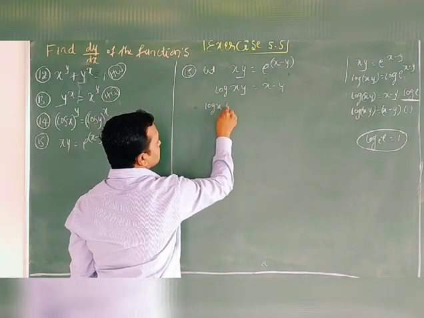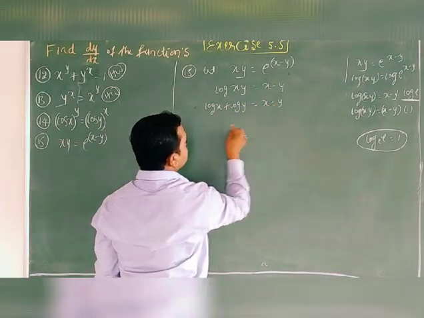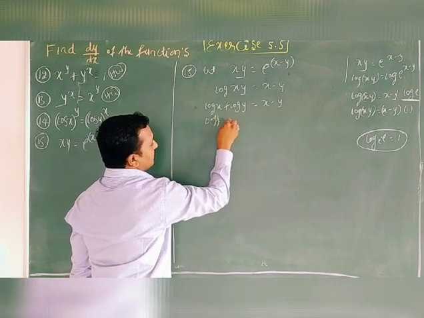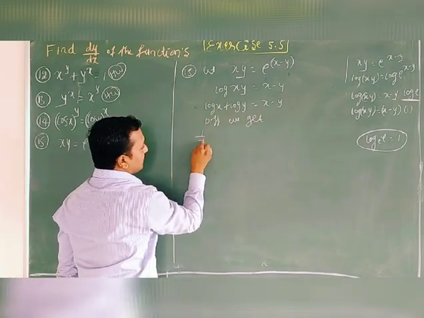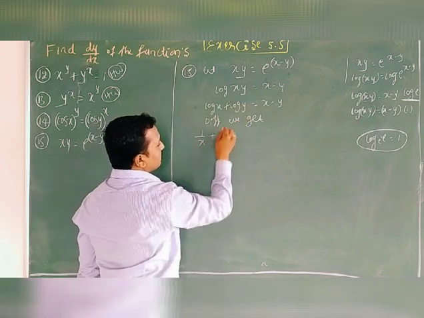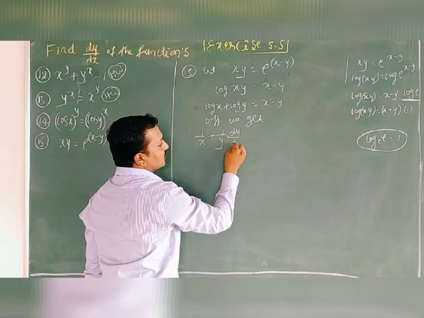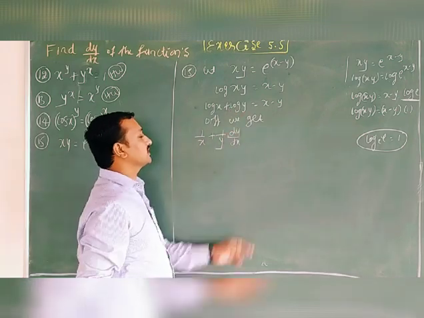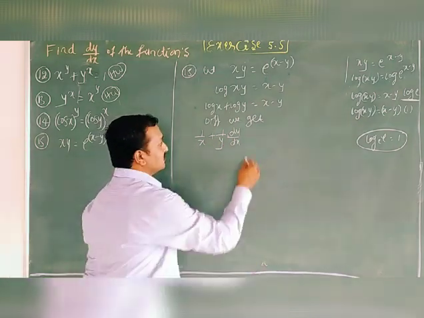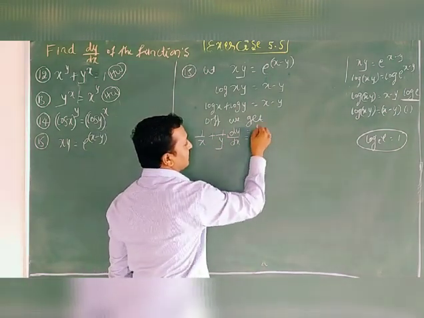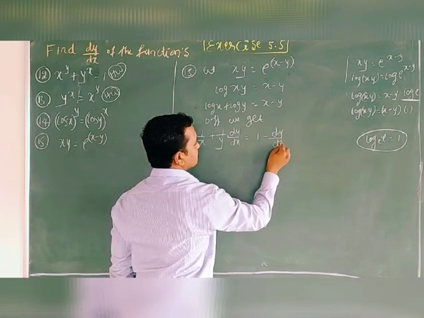It's a log of m into n form. You can write log x plus log y is equal to x minus y. Then differentiate this function. Differentiating, we get the derivative of log x is 1 by x, not a problem, plus the derivative of log y is 1 by y with respect to dy by dx. Because we differentiate a function of y, we write dy by dx. The derivative of log y is 1 by y into dy by dx, equal to, on the right-hand side, the derivative of x is 1 minus the derivative of y, which is dy by dx.